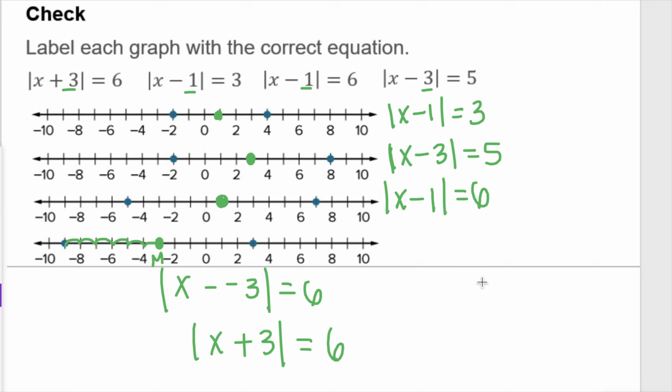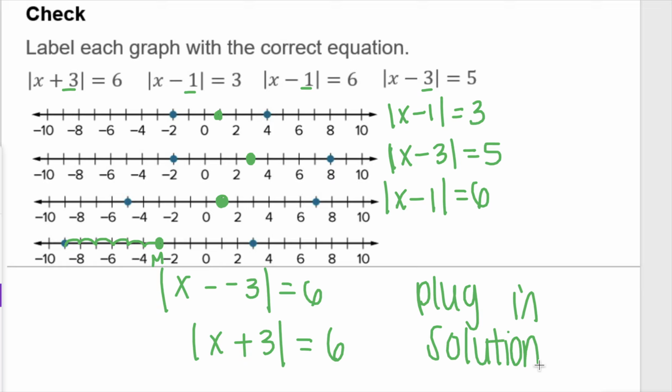If in doubt, what you can do is plug in your solutions to see if they work with your graph. So for example, this very first one, it says my solutions have to be -2 and +4. So that means if I plug in a -2 here and a +4 here, it still should create an equal or a true equation. -2 minus 1 is -3, and the absolute value of -3 is still 3. 4 minus 1 is 3, and the absolute value of 3 is still 3. So plugging in those solutions also helps you check your work.